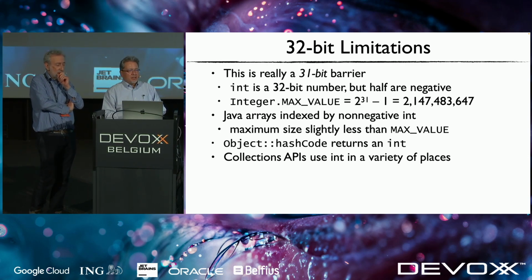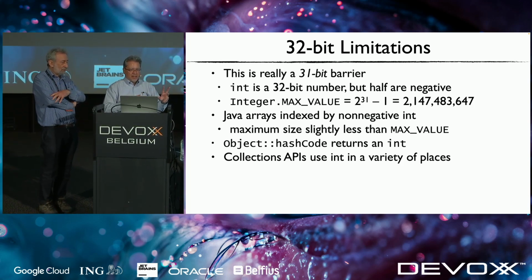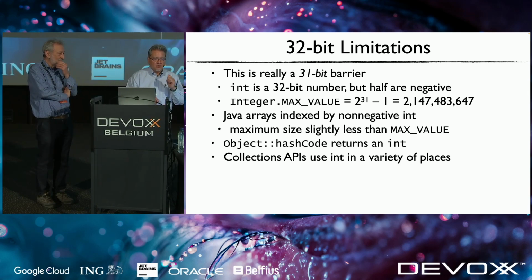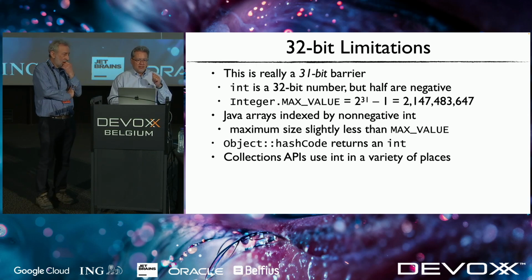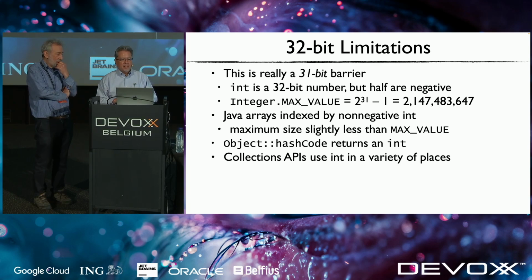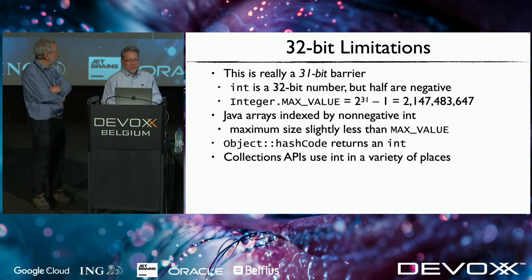Anyway, int is really laced throughout the APIs. It appears in a bunch of places, but fundamentally it's also in the language. If you create an array, arrays are indexed by int, and the maximum array size is Integer.MAX_VALUE, which is a little over 2 billion. If you want bigger arrays, that's another effort, but it's not likely to happen anytime soon. So I think we have to live with that limitation for a while.